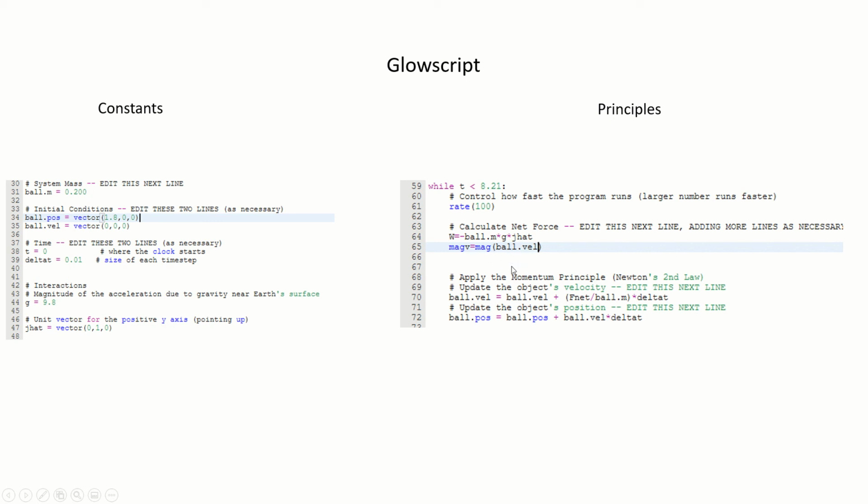And then I used this information to apply the momentum principle. And then I use ball.velocity equals ball.velocity plus F net over ball.m times delta t, and ball.position equals ball.position plus ball.velocity times delta t. This is just Newton's second law: change in momentum over change in time equals F net.